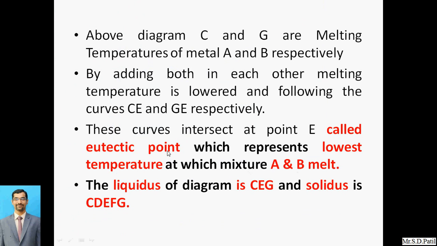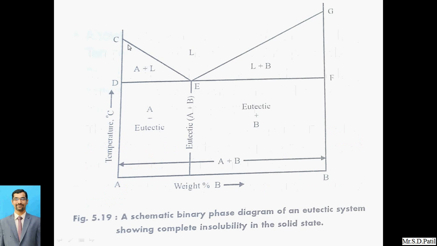Point E is called the eutectic point, which represents the lowest temperature at which the mixture of A and B melts. The liquidus of the diagram is CEG and the solidus is CDFG. So what is the liquidus? That is CEG. And what is the solidus? That is CDEFG. This particular line is the solidus, and above it is the liquidus.